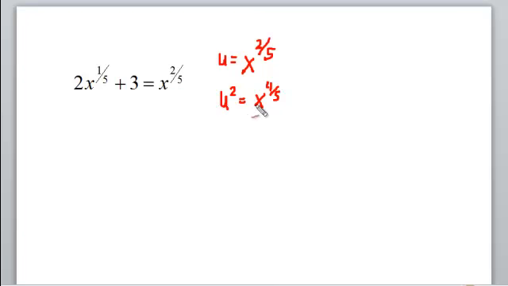Do I have a spot for u squared? Do I have an x to the 4/5 somewhere? No. So this is wrong. So that's wrong. So I'm going to try the next one. Well, I have a 2/5. That didn't work. Let's try this one.